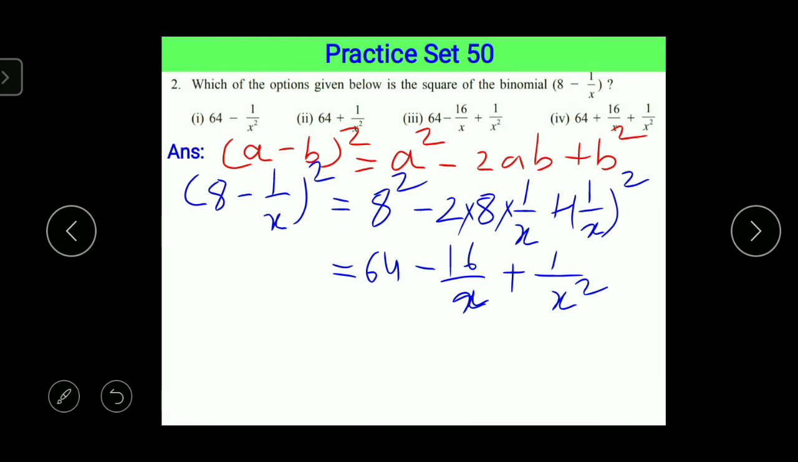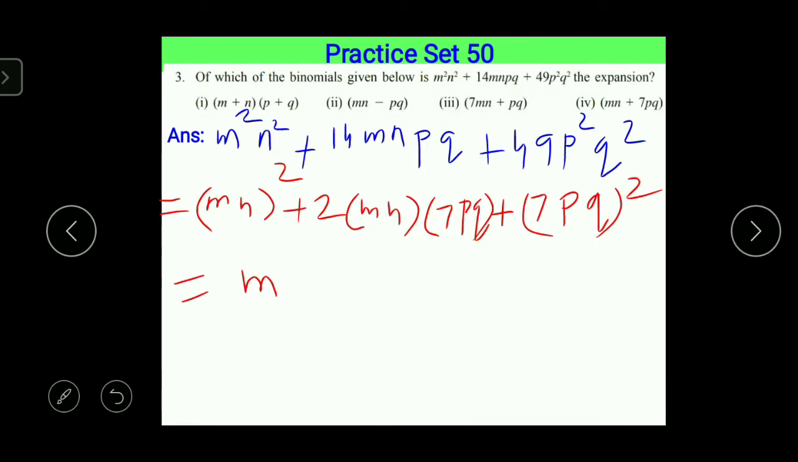So here, students, we'll move ahead. Here we are having (MN + 7PQ)² as the answer, students. Here (A + B)² is equal to A² + 2AB + B².